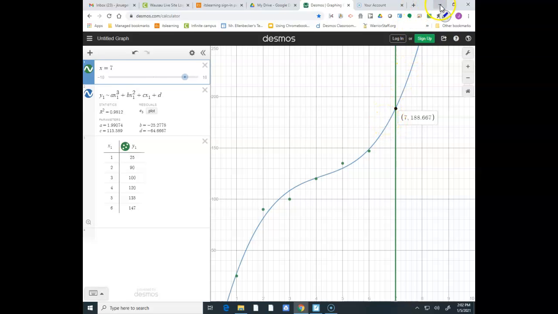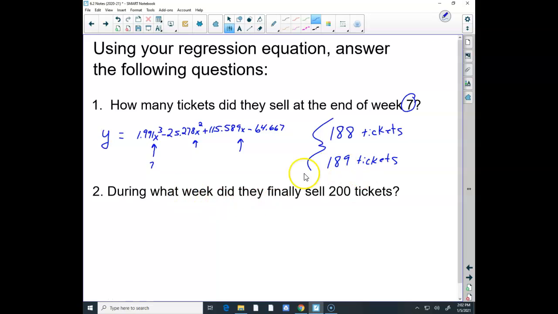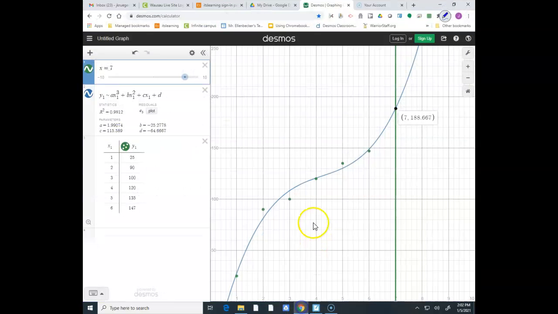What is my next question and my final question? During what week did they finally sell 200 tickets? Oh boy. So what week did they finally sell 200? Well, I'm going to use my Desmos graph again. It's kind of nice, and I don't want to junk it up too much. Where is Desmos? There it is. Now notice my x-axis is weeks, that's why I said x equals 7. Now I want tickets to find my weeks.